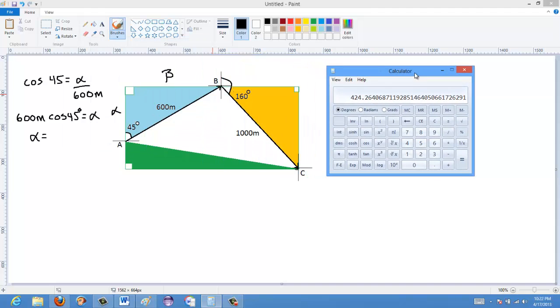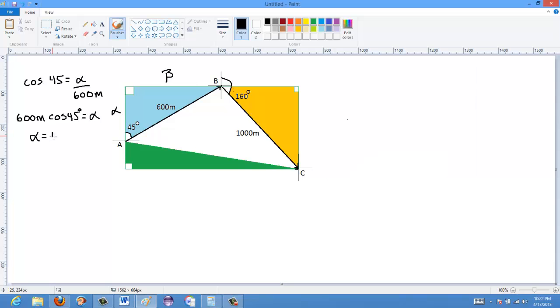Okay, and so what that means is that this side is 424, I'm just going to approximate here, 424 meters. Now for beta, what I can find is a sine of 45. Sine of 45 degrees is equal to opposite, so beta, divided by 600 meters. And so what I can have is 600 meters times sine 45 degrees is equal to length beta.